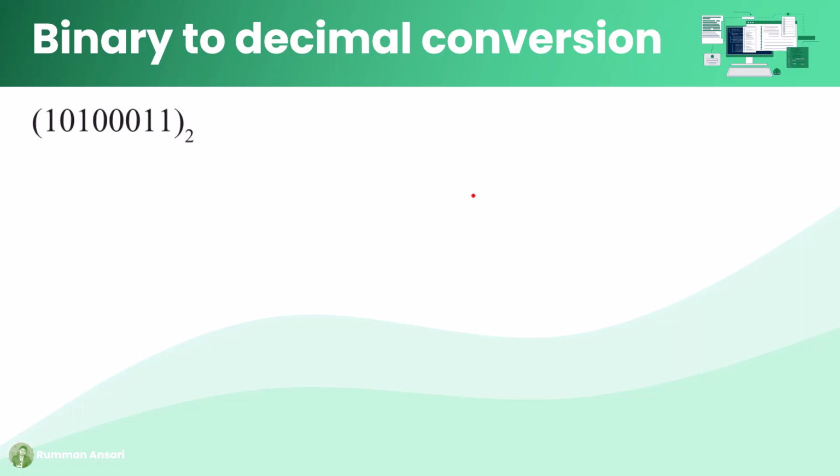In this video we will talk about how you can convert a binary number to a decimal number, or you can say binary to decimal conversion. As you can see, this particular number is a binary number. Why? Because the base is 2 here, so you have to convert this particular number to a decimal number.